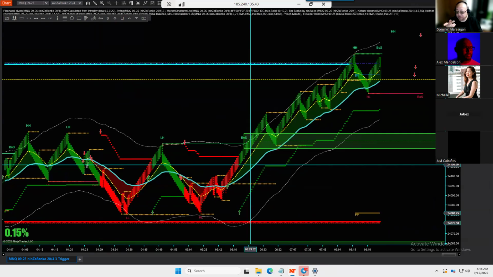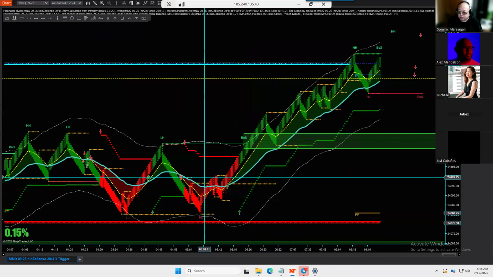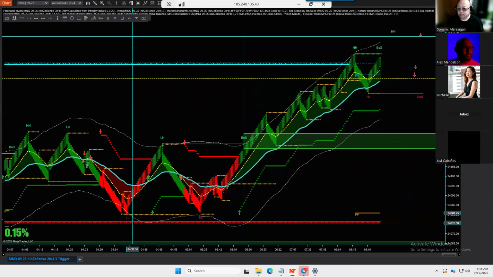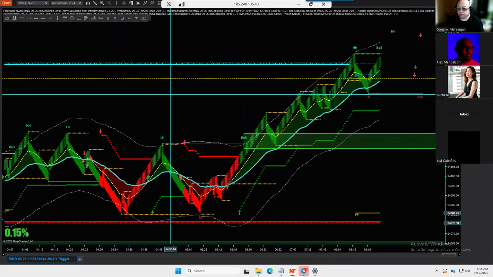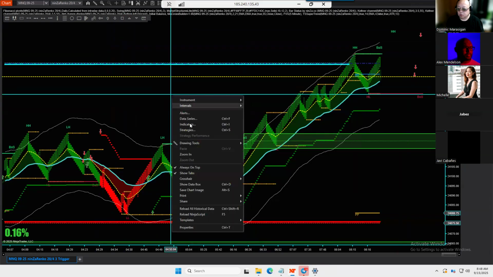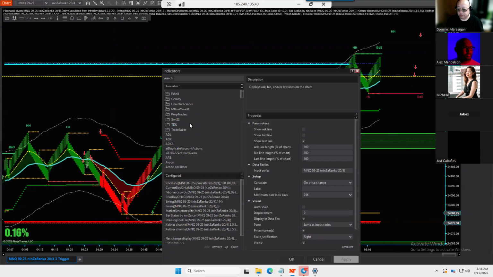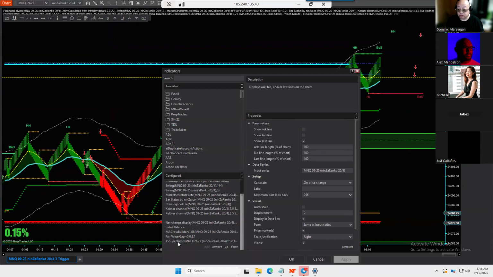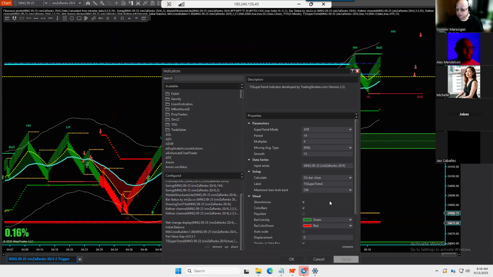And Jabez, if you don't want the coloring on the bars, you can always disable it. You know how to do that? It's on the super trend here. Or if you don't want the super trend, just take it out. But if you want the super trend but not the colored bars, you can just go right here where it shows your color bars and take that out. All right, noted.